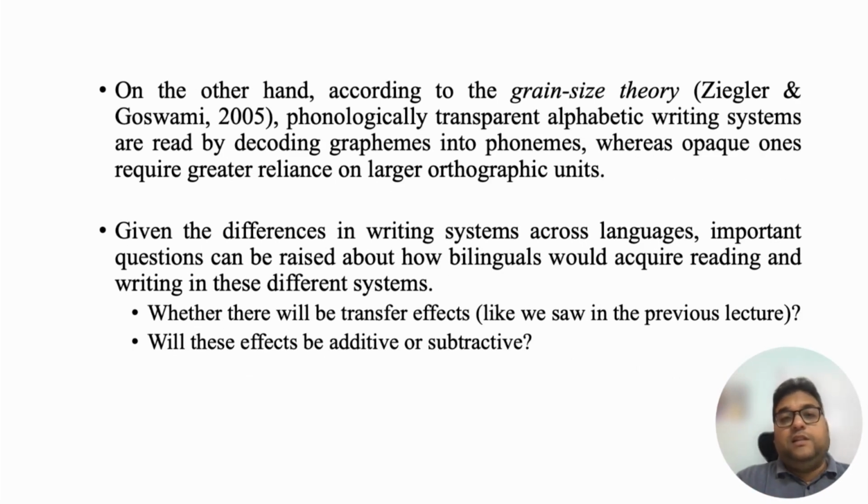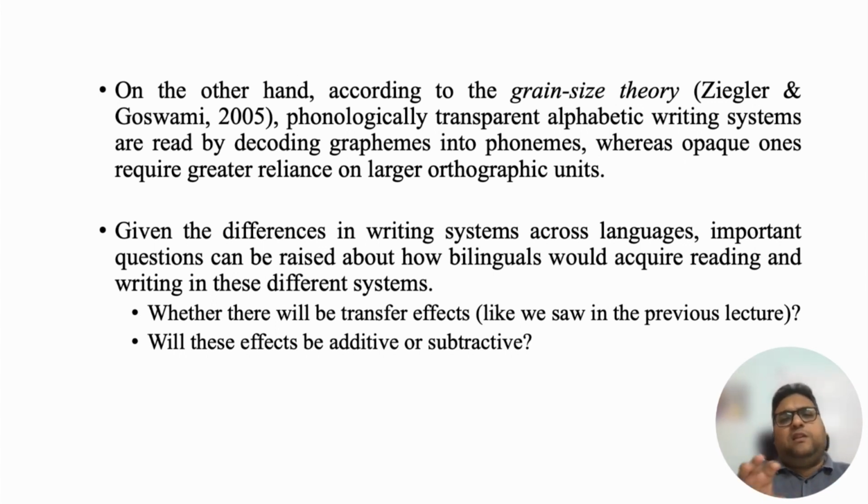On the other hand, there is another theory, put forward by Ziegler and Goswami, which is called the grain size theory. According to the grain size theory, phonologically transparent alphabetic writing systems would be read by decoding graphemes into phonemes, whereas opaque systems like French, for example, would require a greater reliance on larger orthographic units. That is why French relies on syllables, and for example, English relies on single letters and alphabets.